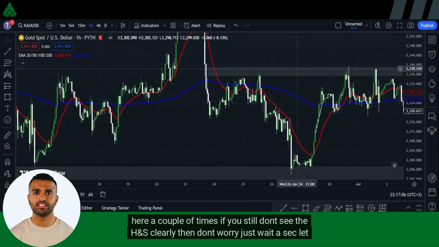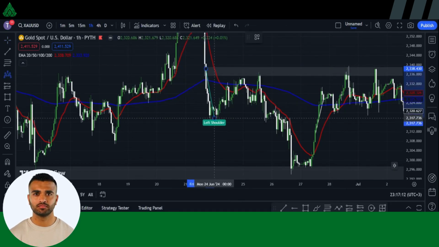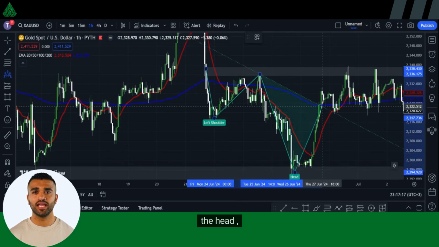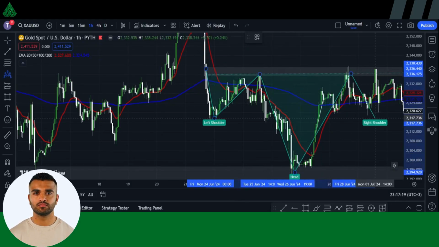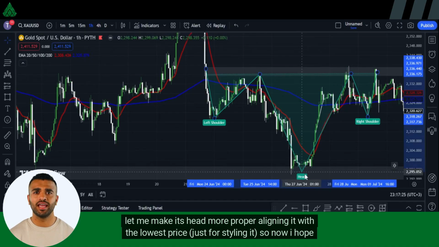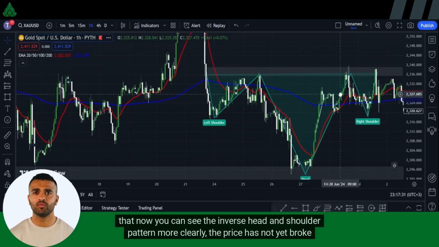If you still don't see the H&S clearly, then don't worry. Just wait a sec. Let me go and look for my head and shoulder tool. Let me mark its left shoulder, the head, and the right shoulder. Let me make its head more proper, aligning it with the lowest price, just for styling it. So now I hope you can see the inverse head and shoulder pattern more clearly.